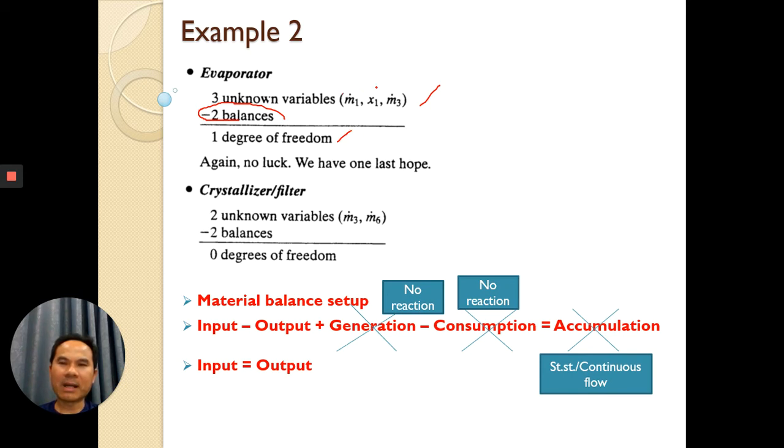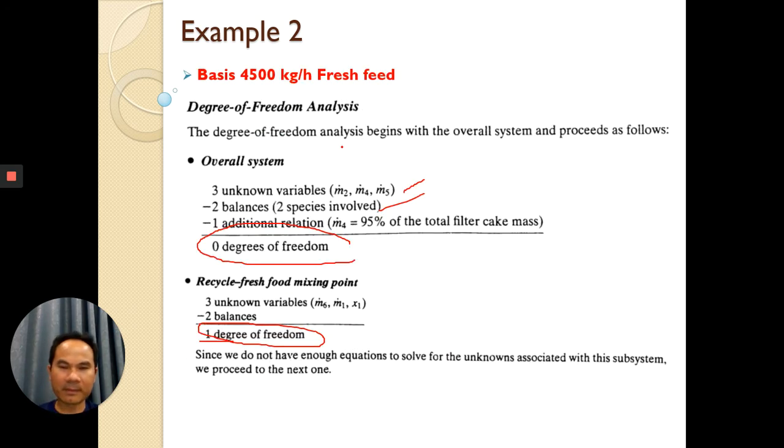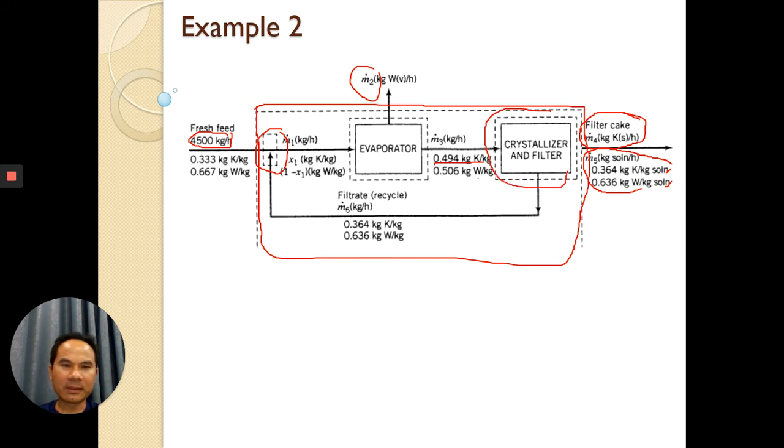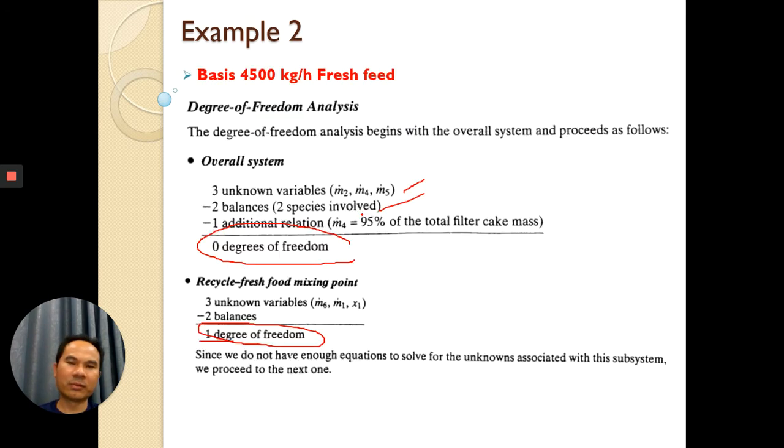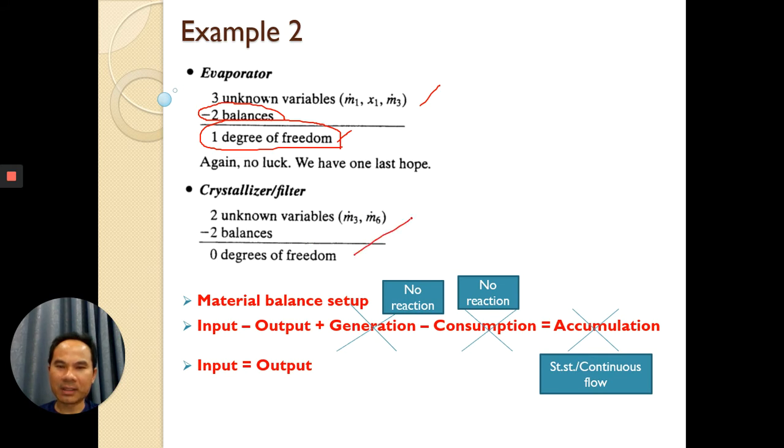Mostly we have 4 unknowns, M1, M2, but M2 we know from the overall balance. Now it is 3 unknowns but only 2 species balances. 1 degree of freedom. So you cannot solve for the evaporator, and you cannot solve for the mixing. Next we balance around the crystallizer and filter. For the crystallizer and filter, the feed is M3, which is unknown. M4, M5 we know already from the overall balance. But M3 and M6 are unknown. 2 unknowns, 2 balances. You can solve that.